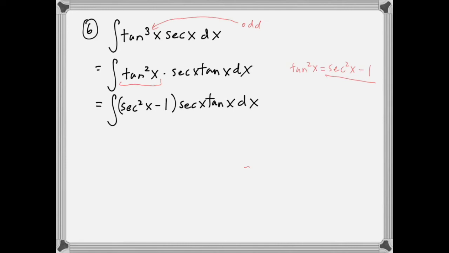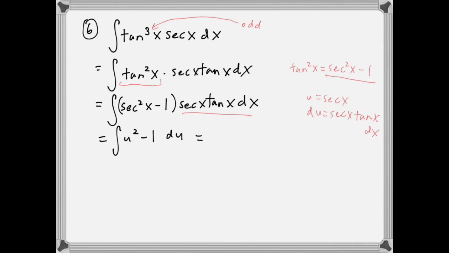And now we finish our plan here. We're going to let u equal secant x. So then du is equal to secant x tan x dx, which is exactly right here. And again, that's why we peeled it off, right? We peeled it off so we could save it for this part. Okay. So what do we get now after you let u equal that? You get u squared minus 1 du.